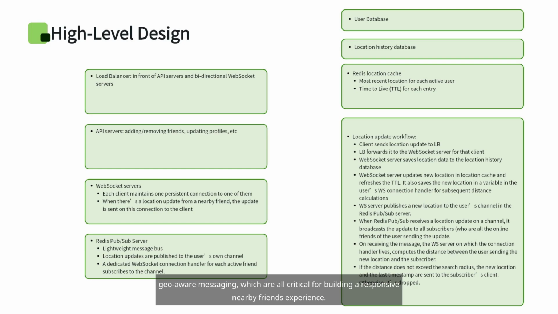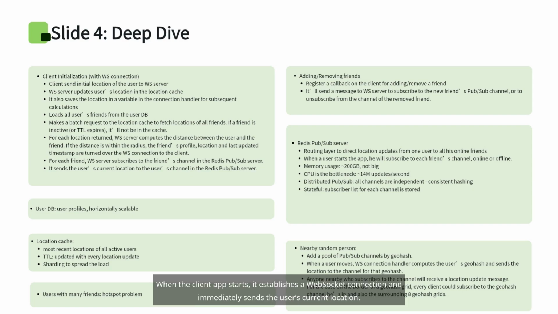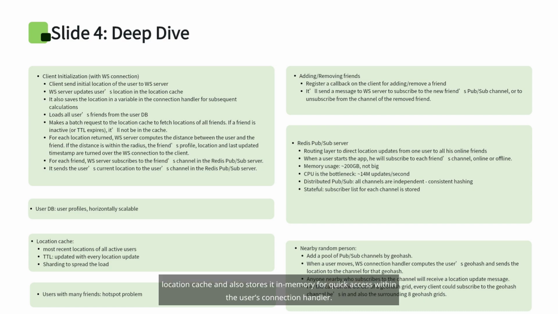In this slide, we'll walk through the in-depth design of how the Nearby Friends feature works at scale, focusing on system initialization, caching, communication, and scalability techniques. Client initialization and location sync. When the client app starts, it establishes a WebSocket connection and immediately sends the user's current location. The WebSocket server updates this location in the Redis-based location cache and also stores it in memory for quick access within the user's connection handler.